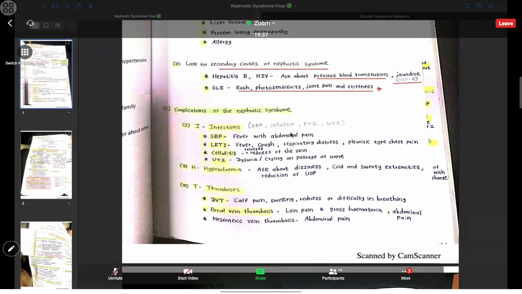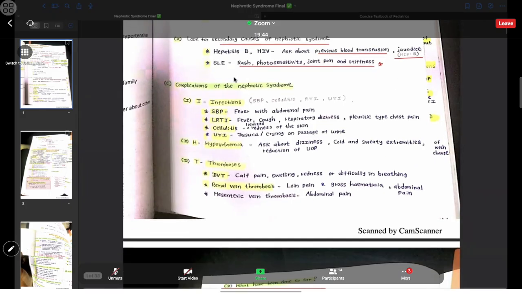Spontaneous bacterial peritonitis, we know you can ask about fever with abdominal pain. In lower respiratory tract infection, you know how to ask. Cellulitis, UTI, so you will know how to ask.